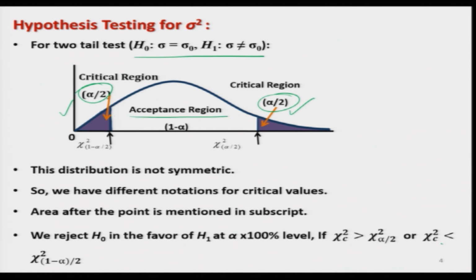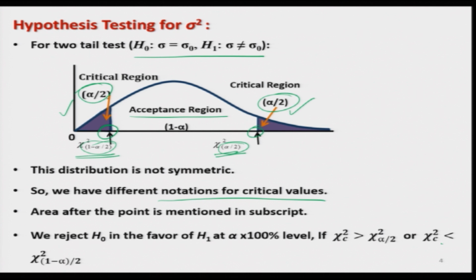The main thing you have to observe here is that the chi-square distribution is not a symmetric distribution. So the critical values here and here on the two sides will be obtained as the value of the chi-square at the 1 minus alpha by 2 point and the chi-square at the alpha by 2 point. These values are not going to be plus 1.96 and minus 1.96 type of values. That is why we have different notation for the two critical values, and the area they cover is mentioned in the subscript as alpha by 2 or 1 minus alpha by 2.